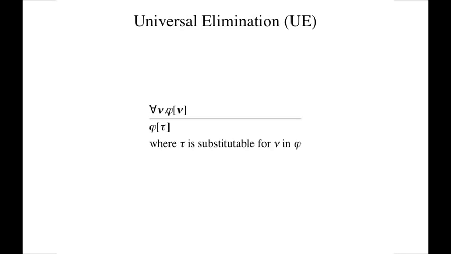Our second rule of inference is universal elimination, or UE. Universal elimination allows us to reason from the general to the particular. It states that whenever we believe a universally quantified sentence, we can infer a version of the target of that sentence in which the universally quantified variable is replaced by an appropriate term. I'll explain this condition in a minute, but first some examples.